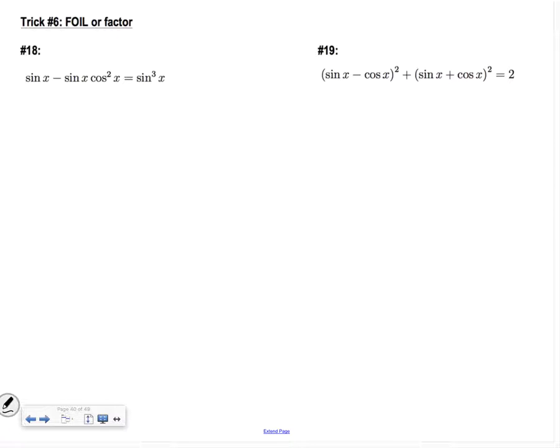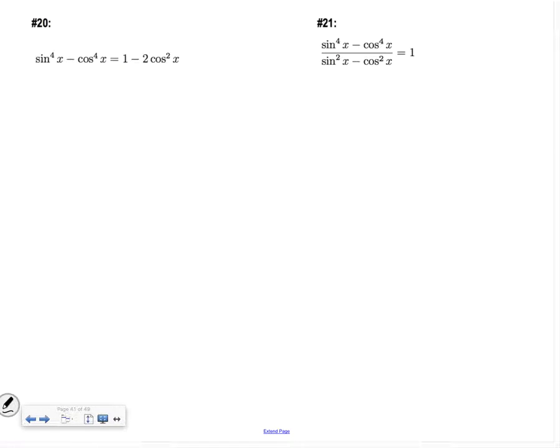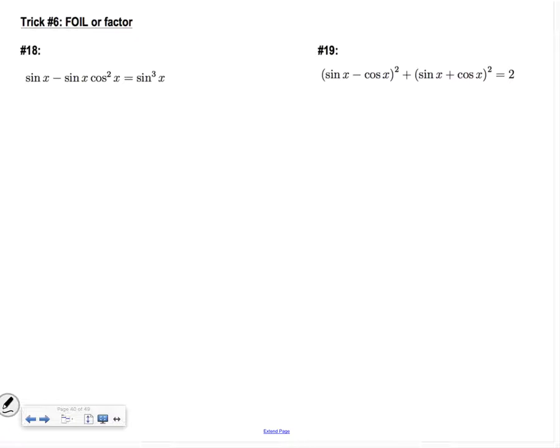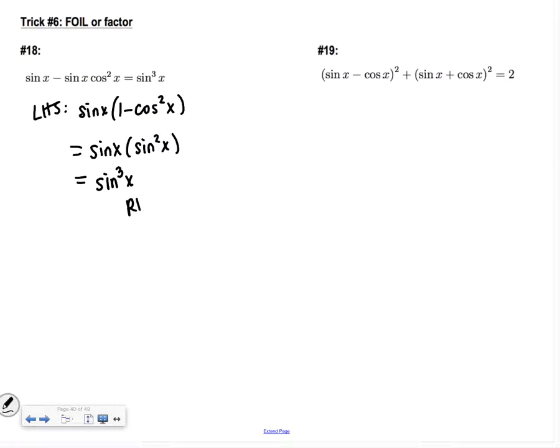All right, and the last trick is to FOIL or factor. So we have 4 examples of those. On this first one, these ones are a little bit easier. On my left-hand side, I notice that I have a GCF of sine of x, so I pull my sine of x to the front, and I have 1 minus cosine squared of x, which I know is the same as sine squared of x. So I do get sine of x times sine squared, which is sine cubed of x. Pretty easy one after all those denominator ones.